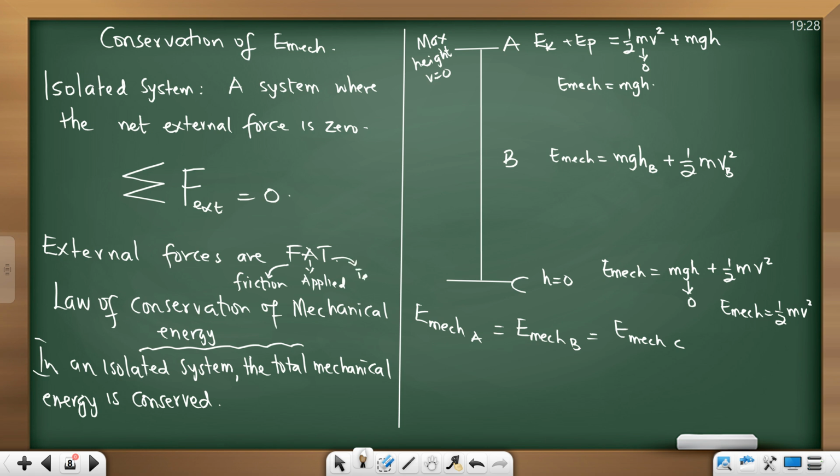Quickly, I want us to see what I did on the right hand side. What do you notice at point A? My mechanical energy is potential. At point B, both. At point C, kinetic.